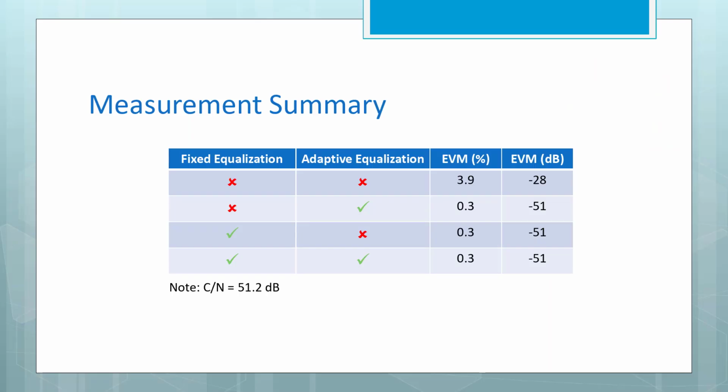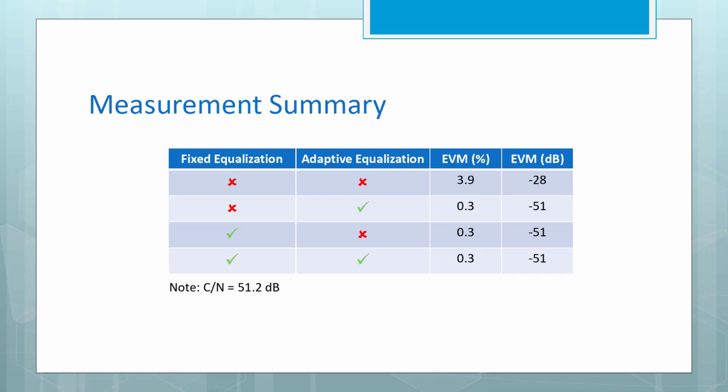So let's summarize what we have seen. There's a table that summarizes what we saw for the 8 PSK waveform. If we did not have either fixed equalization or adaptive equalization turned on, no equalization at all, we saw an EVM around 3.9% or minus 28 dB down. Probably kind of disappointing, where we were hoping for better than that. If we didn't do fixed, but we turned on the adaptive equalization, immediate improvement, the EVM went down to about 0.3% and minus 51 dB down.